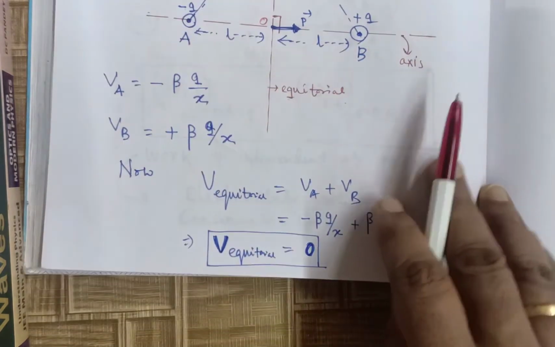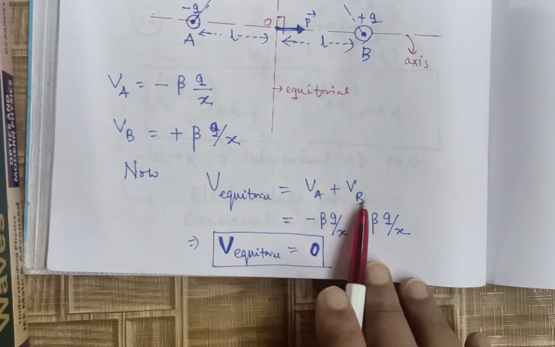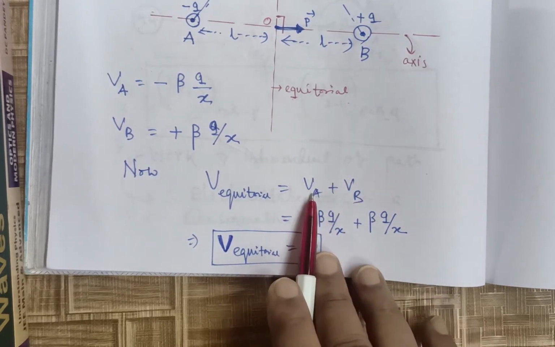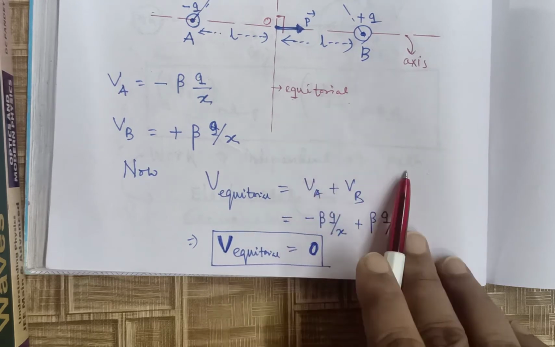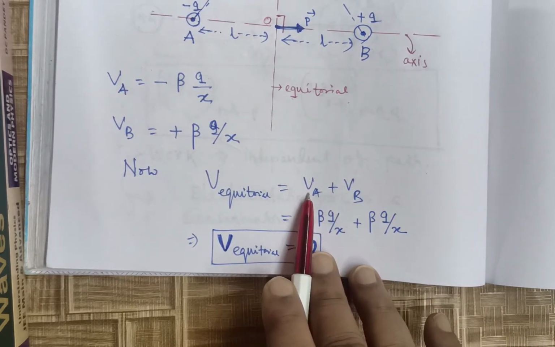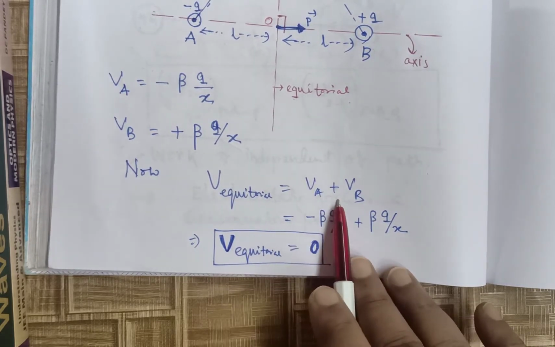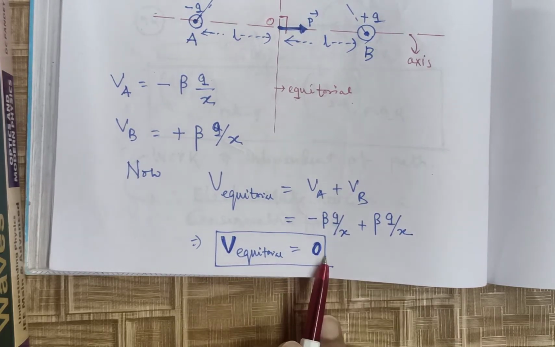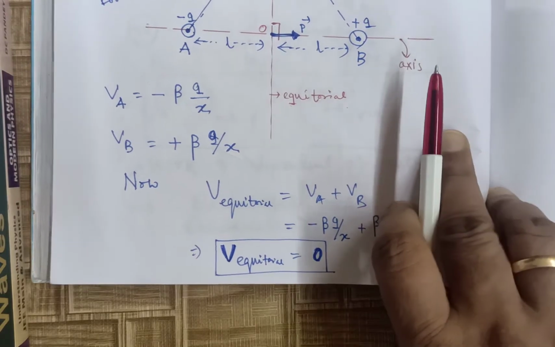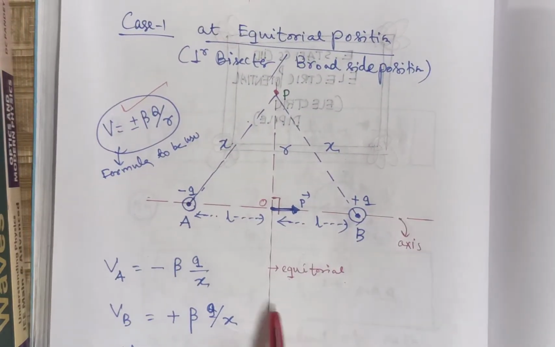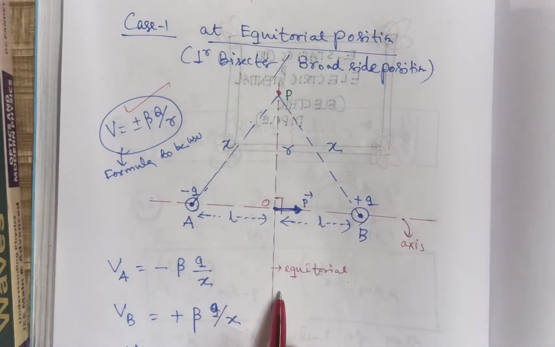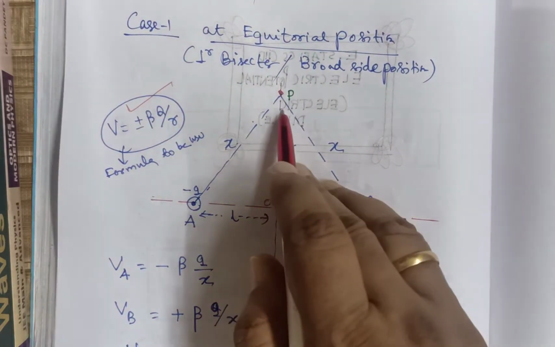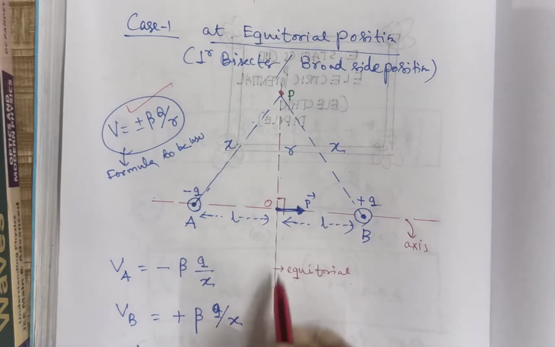That's why when you start the derivation, you should write VA plus VB. By mistake, you should not put an arrow mark here. In electric field intensity we use an arrow mark because electric field intensity is a vector quantity, but electric potential is a scalar quantity. Then you put in the values. The answer is 0. So keep in mind that at any point on the equatorial position, the electric potential is 0. That means at every point on it, the potential is the same.